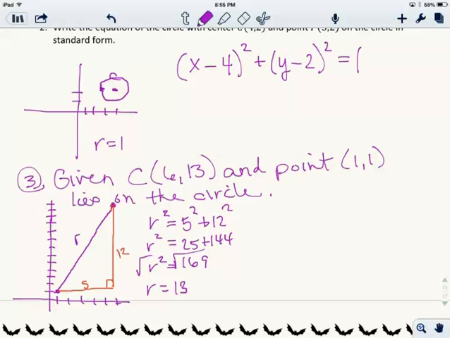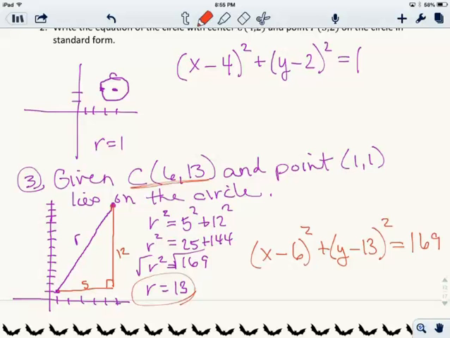So to write the standard form of this circle, the equation of this circle, again, we have our formula, x minus our x term, dealing with the center, x minus 6 squared, plus y minus 13 squared equals radius, which we figured out is 13 here. 13 squared is 169. So that right there would be the equation for this specific circle.